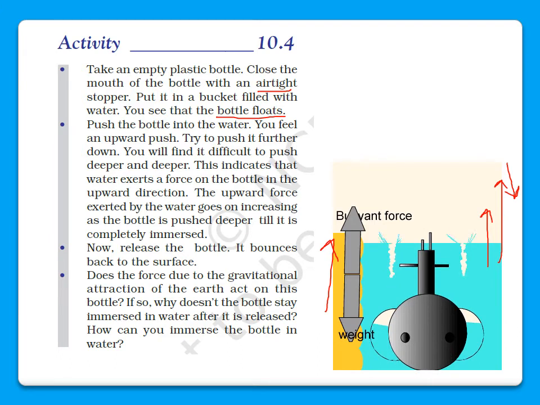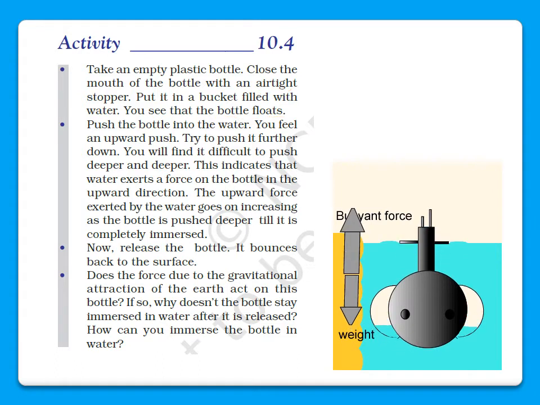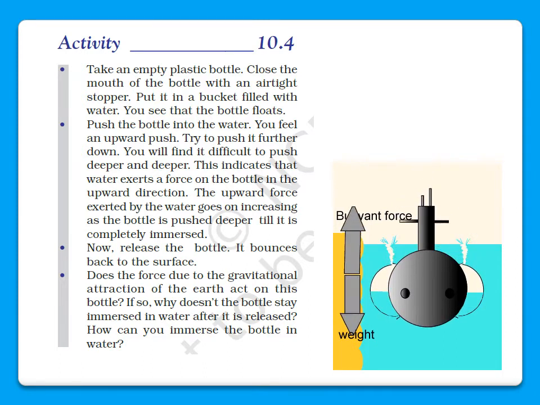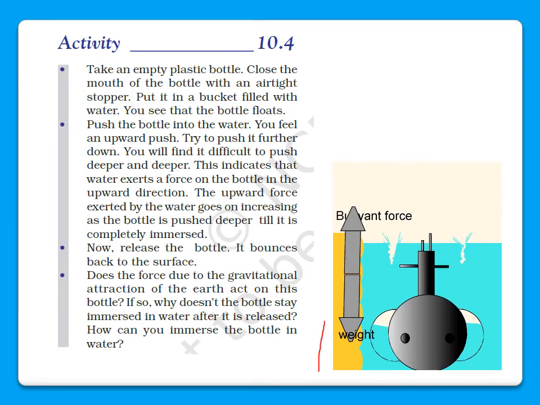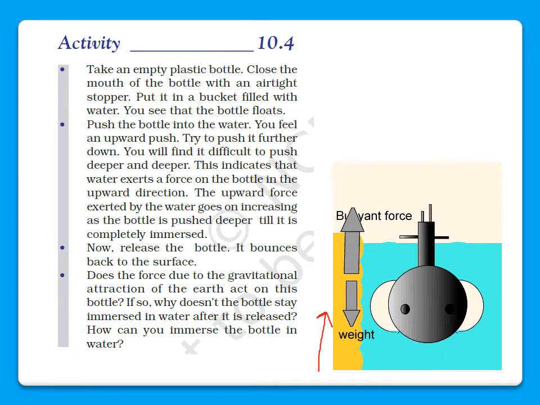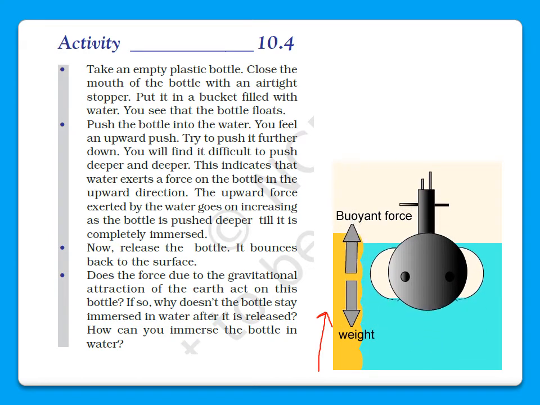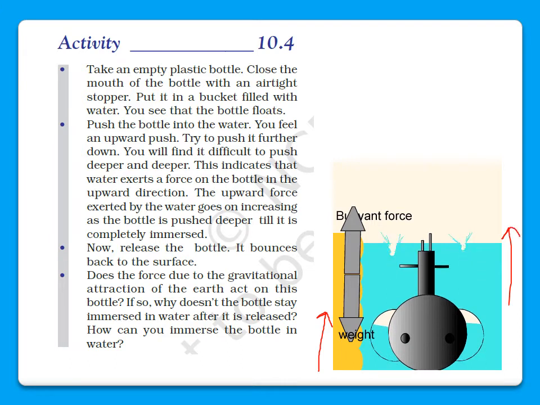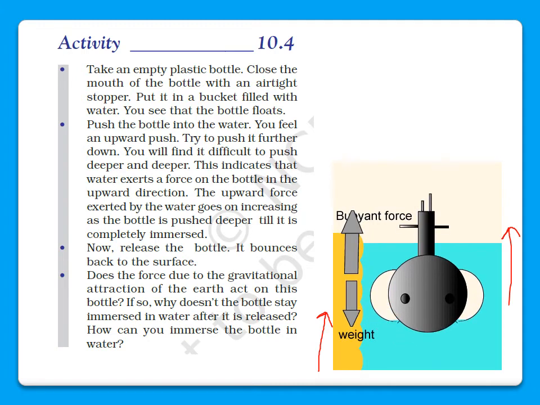So what is this force by which the bottle is coming in the upward direction? Is it a gravitational force? No, it is not the gravitational force applied by the earth. It is a force applied by the liquid in the upward direction, and that is buoyant force. So I think after this activity, it is clear what buoyant force is. The force applied by a liquid on any object in the upward direction is known as buoyant force, and this property of the liquid is known as buoyancy.